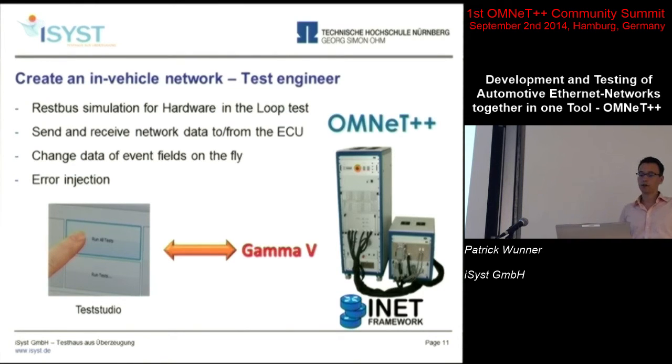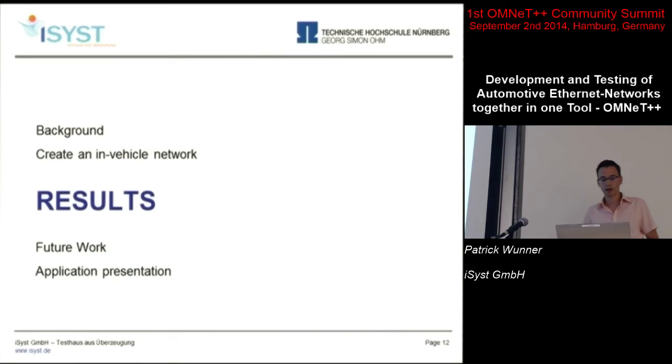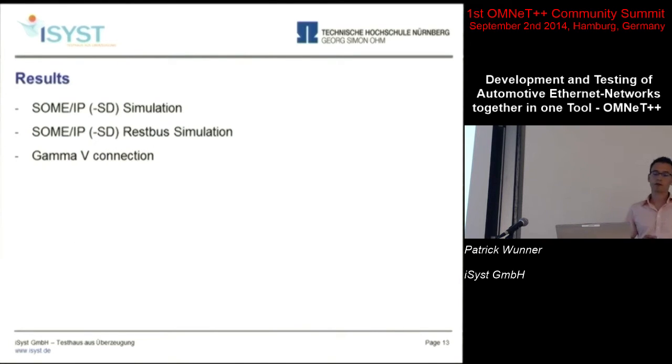On this hardware-in-the-loop tester there's real-time hardware, and here we can set up a Linux image, so additionally we can adapt OMNeT++ and INET. The results: the SOME/IP simulation with service discovery and the rest-bus simulation are working. And the Gamma 5 connection can be done by initialization and by running the simulation.